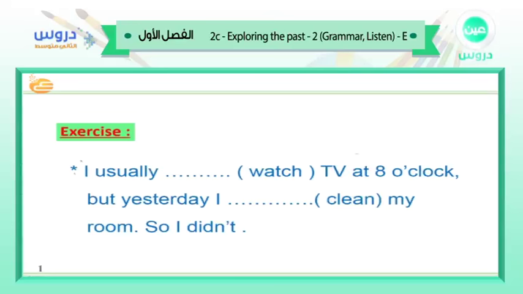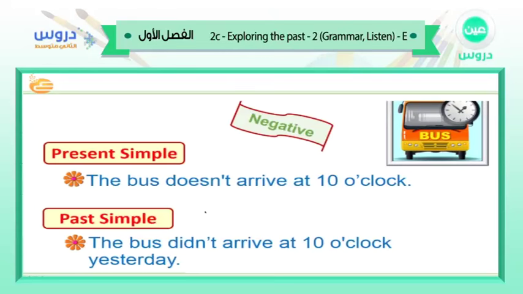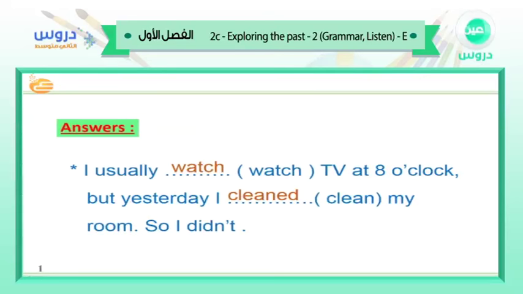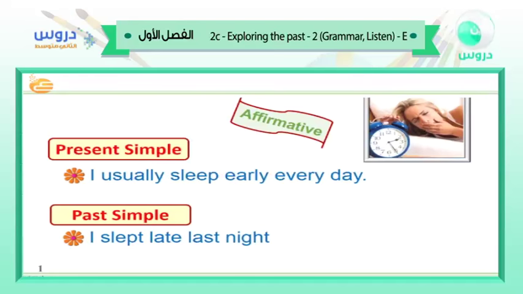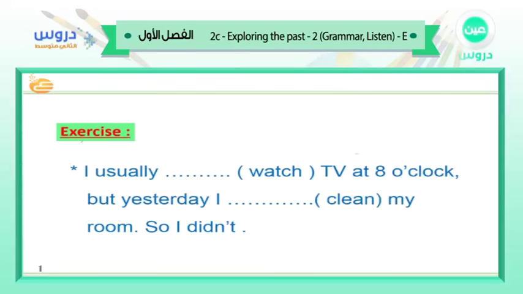Let's go ahead. This exercise. I usually, blank is the verb, TV at 8 o'clock. Usually, adverb of frequency. But yesterday, talking about something in the past. Okay, let's have some exercise. I usually, this is the key, everybody, please listen carefully. This keyword tells you what it is.